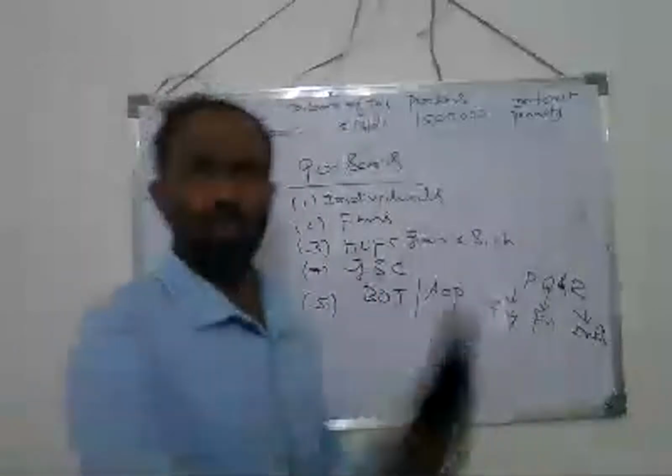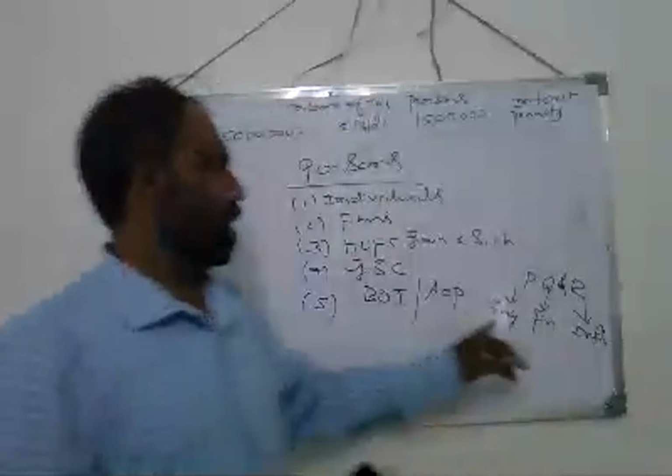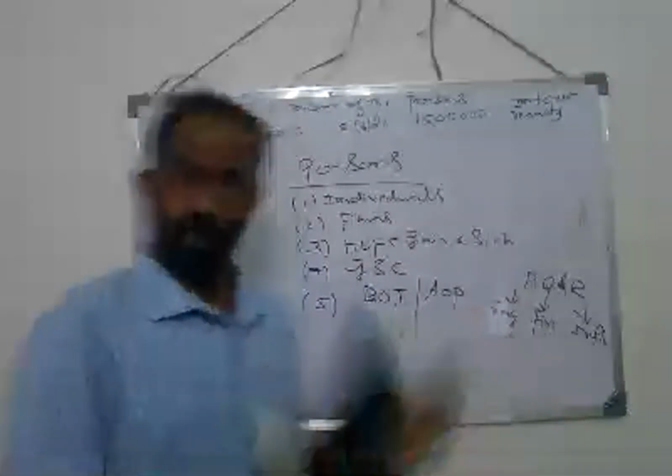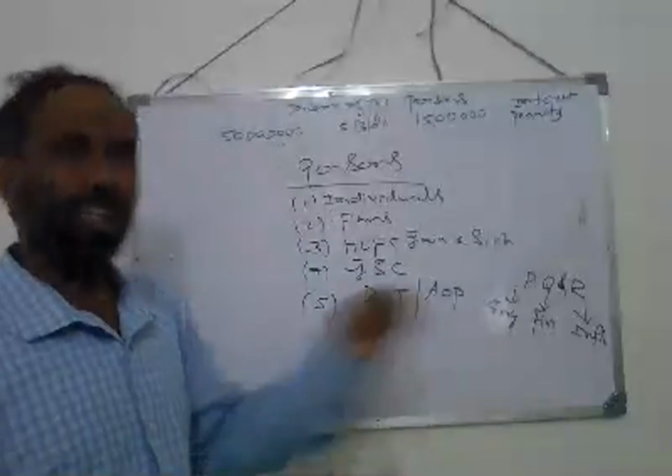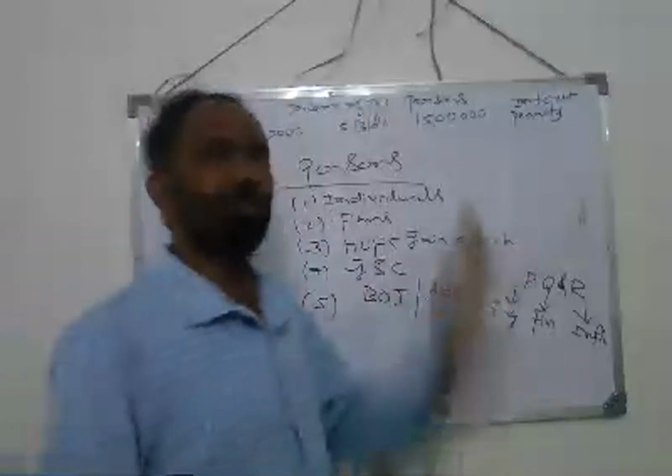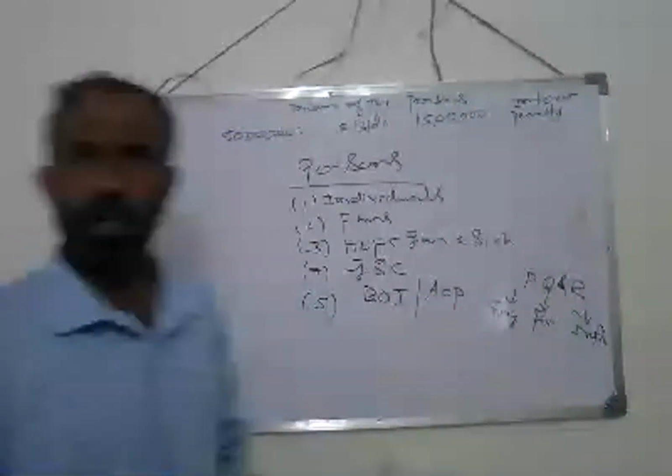These 3 people get together and build a building. They build a set of flats. They spend about 1 crore, sell it for about, say, 2 crores. They are in a profit.